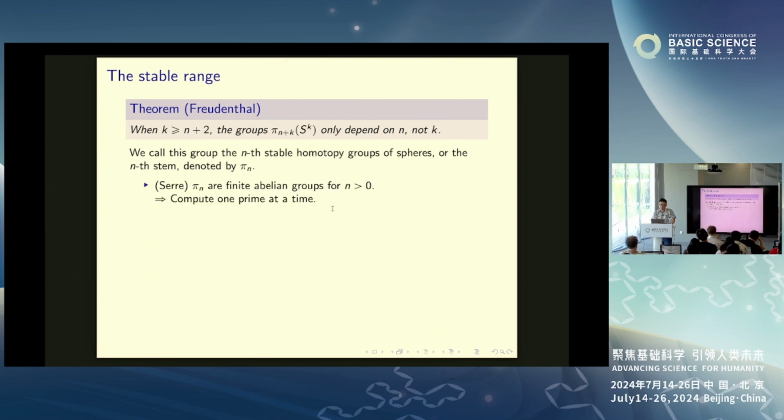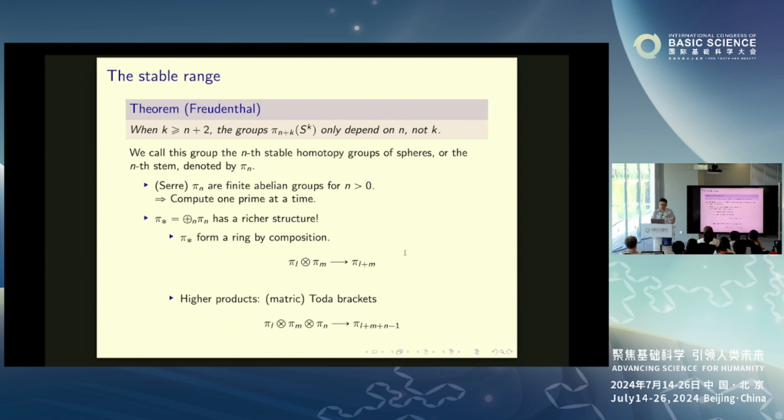Sarah told us these are always finite abelian groups in positive stems. So, due to the classification of finite abelian groups, we can compute one prime at a time and then sum them together. But if we combine all the degrees together, it has a richer structure. First of all, it forms a ring. We take a map whose difference of dimension is L and a map whose difference is M, and we compose them. It's L plus M. So this is a commutative ring in the graded sense.